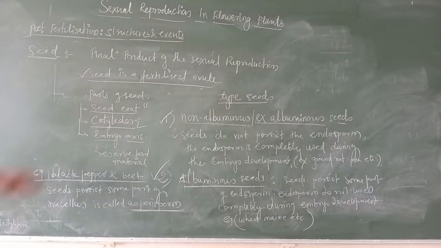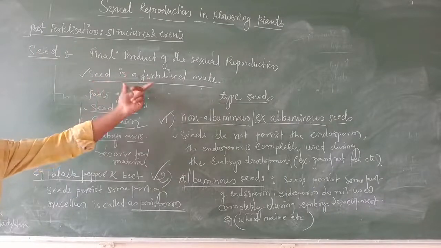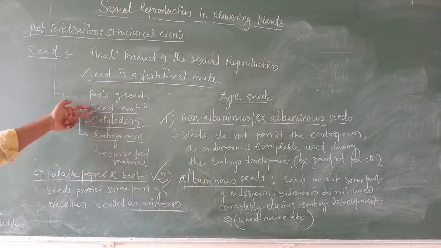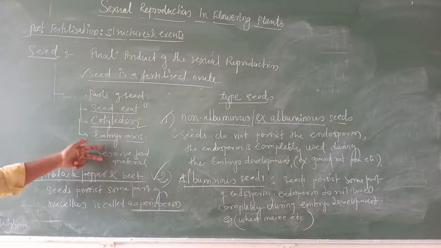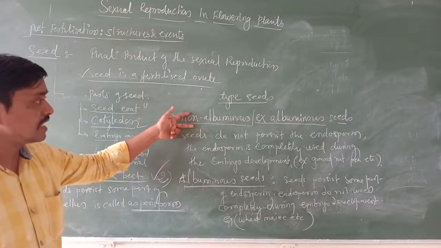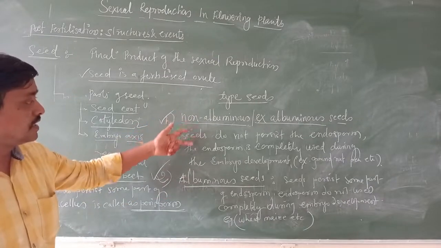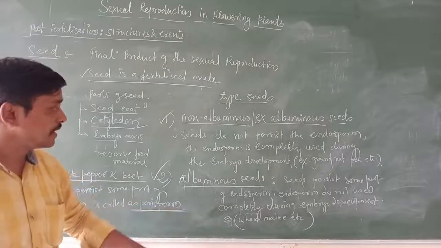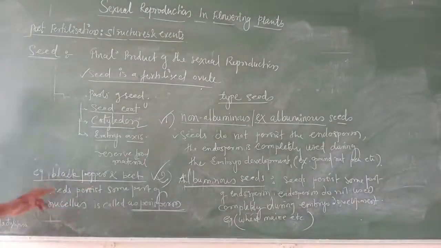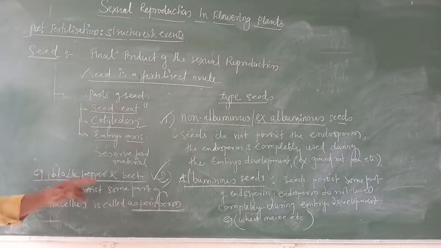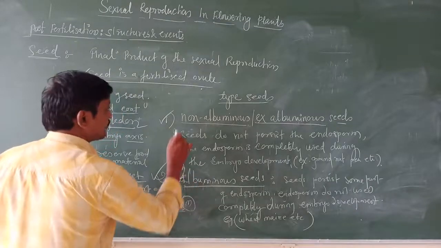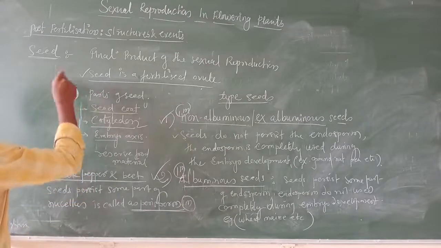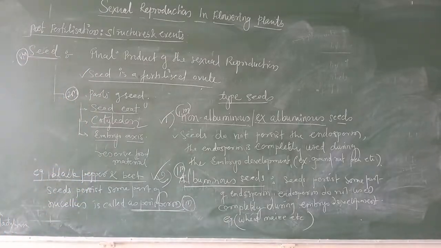What are the things I told you now? Seed is the final product of sexual reproduction. Seed is described as a fertilized ovule. The parts of the seed: seed coat, cotyledons, embryonic axis. Embryonic axis is a simple structure and it is swollen due to the presence of reserve food material. Types of seeds: non-albuminous or exalbuminous seeds and albuminous seeds. Non-albuminous seeds do not persist endosperm; albuminous seeds retain endosperm. In black pepper and beet, the seeds persist some part of the nucellus, called perisperm. All these are one-mark questions: what are albuminous seeds, non-albuminous seeds, parts of the seed, what is a seed. I hope this is clear to you people.